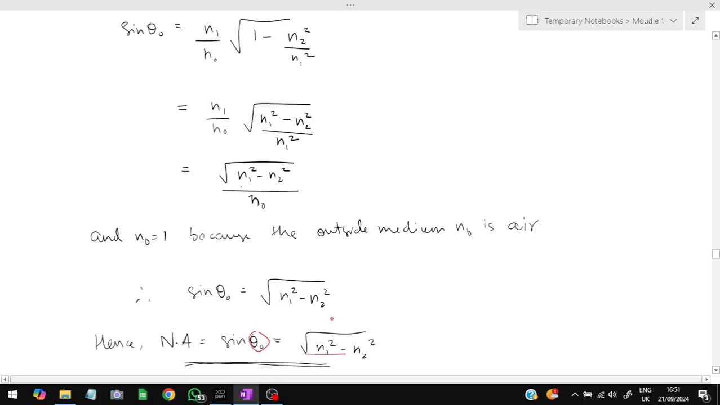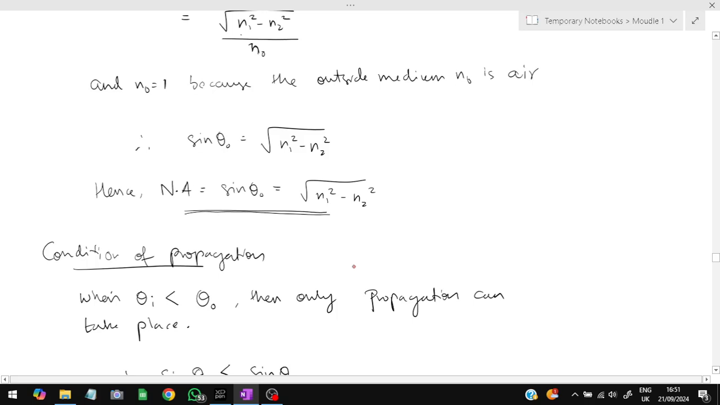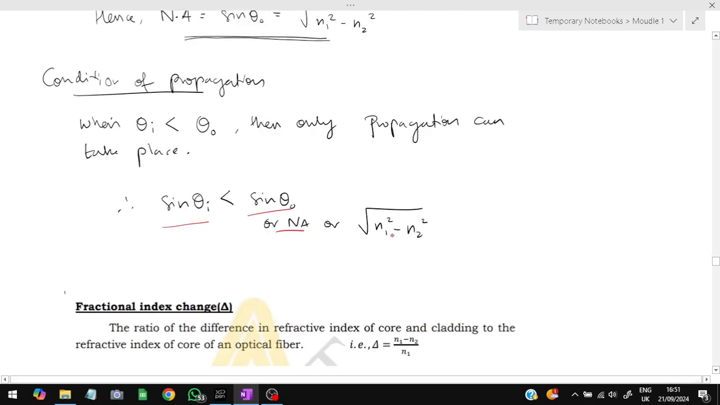This angle theta naught, for total internal reflection to happen, should be less than the square root of n1 square minus n2 square. When theta is less than theta naught, then only propagation can take place. So the angle should be lower than the acceptance angle. Acceptance angle is the maximum angle, and below that total internal reflection will happen. So it can also be written as sin theta i is less than sin theta naught, or less than NA, or less than the square root of n1 square minus n2 square.